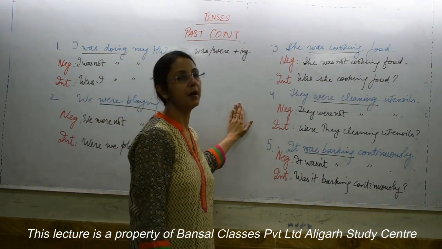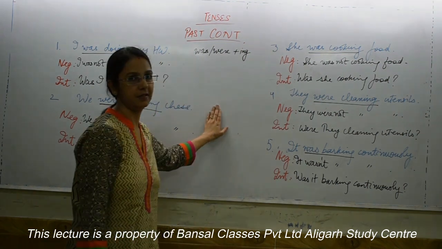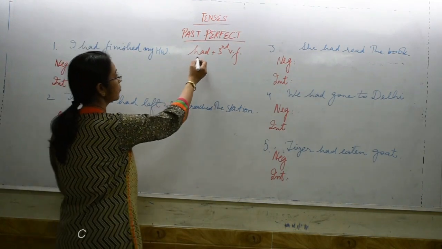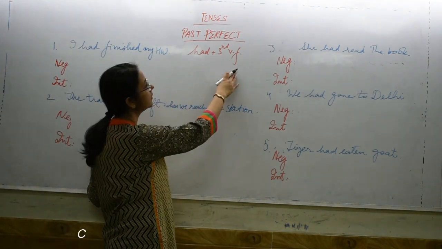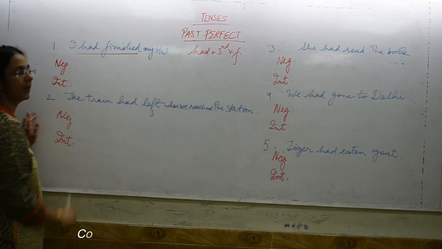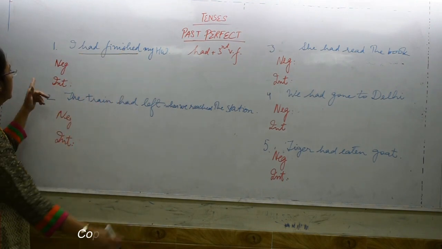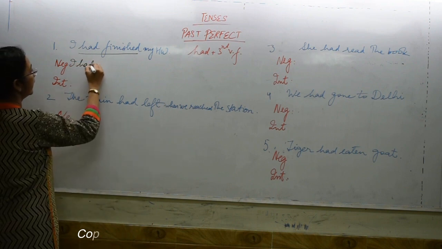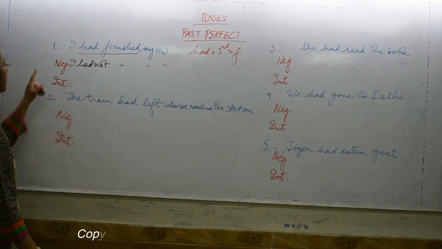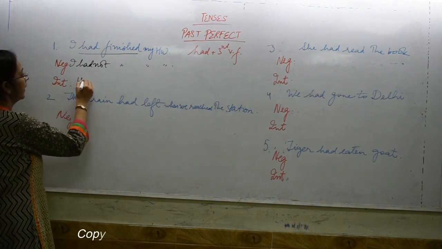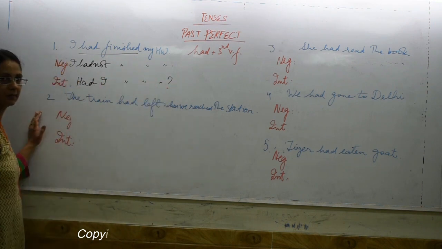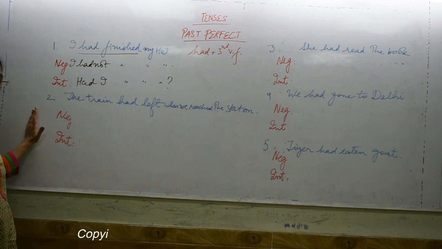Let's move on to past perfect. So in past perfect tense, what we use is had plus the third verb form. Like, I had finished my homework. Negative: I had not finished my homework. Then interrogative: had I finished my homework?